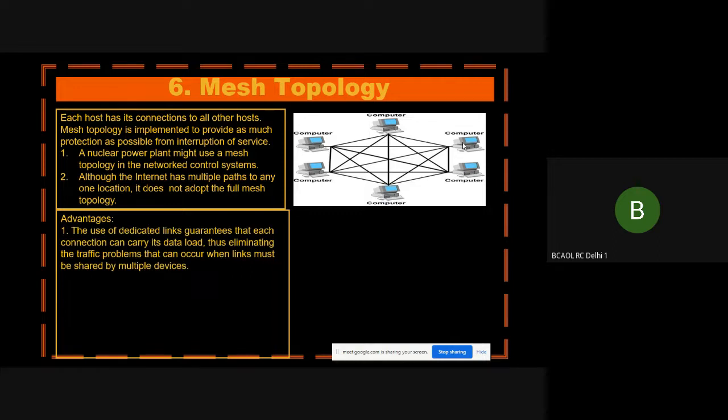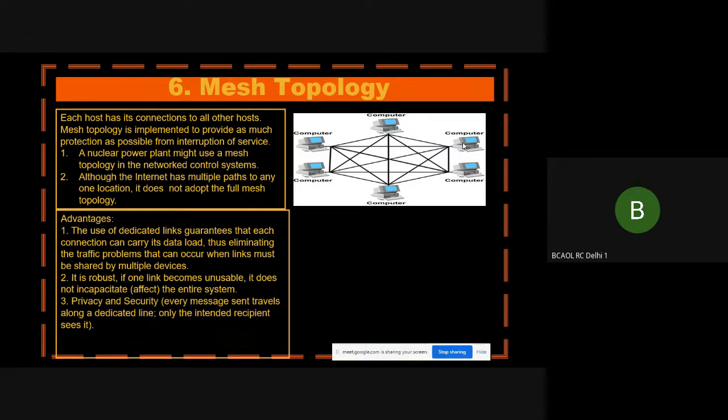The use of dedicated links guarantees that each connection can carry its data load, thus eliminating the traffic problems that can occur when links must be shared by multiple devices. And it is robust. If one link becomes unusable, it does not incapacitate or affect the entire system. For privacy and security, every message sent travels along a dedicated line, so only the intended recipient sees it. And point-to-point links make fault identification and fault isolation easy. So these are the advantages.